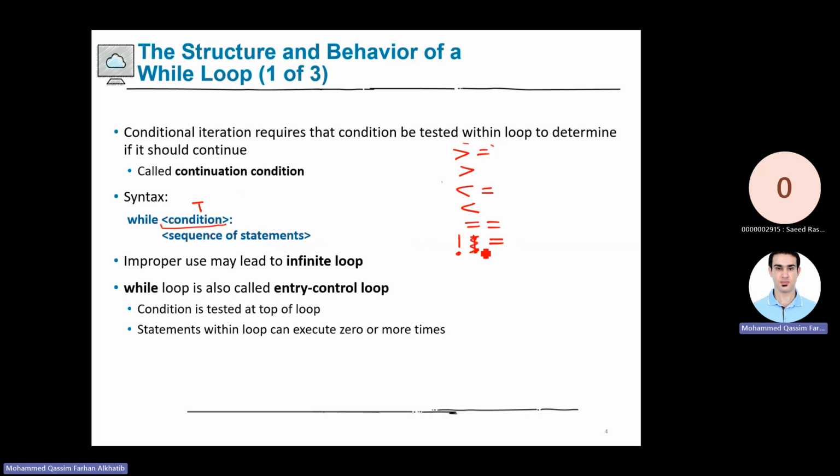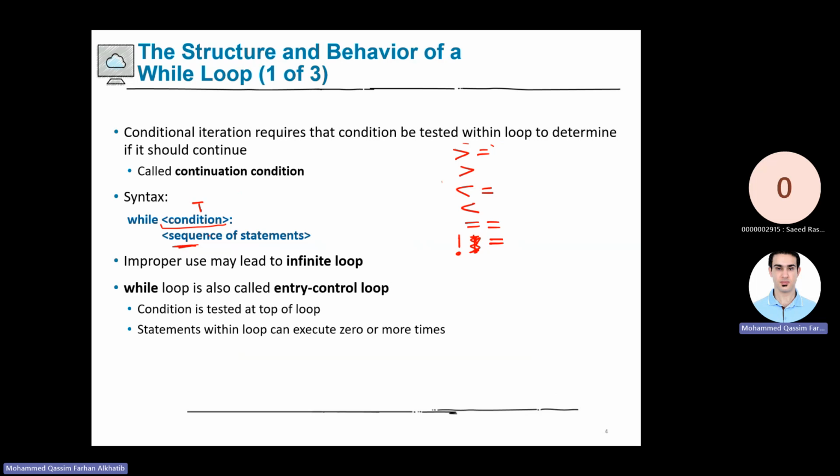Okay, so to make it more clear. Now, improper use may lead to an infinite loop. Again, there's always this extra line of code that you have to put there to update the number you're examining. We'll see several examples on how to do the while loop. The while loop is also called an entry control loop because it depends on the values you enter.